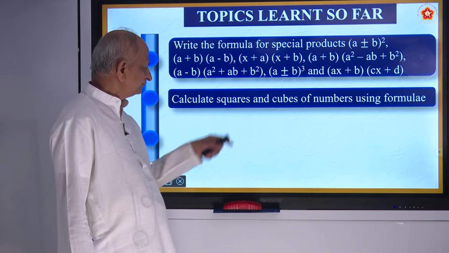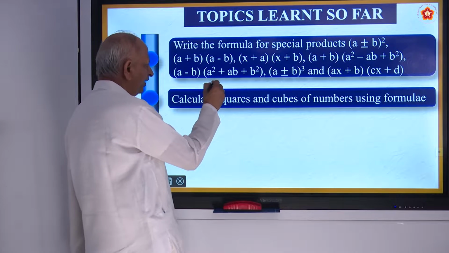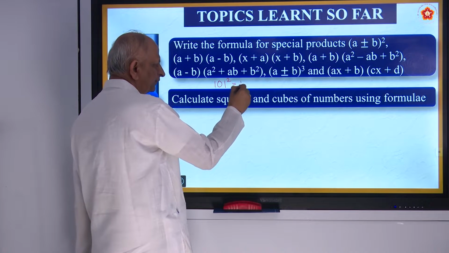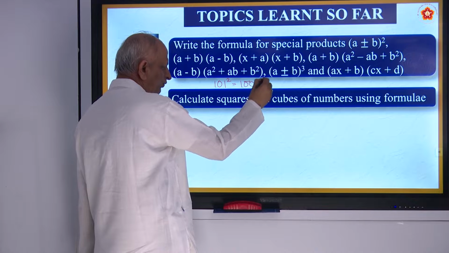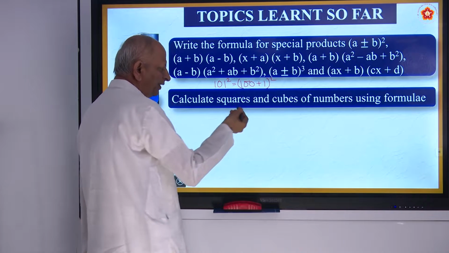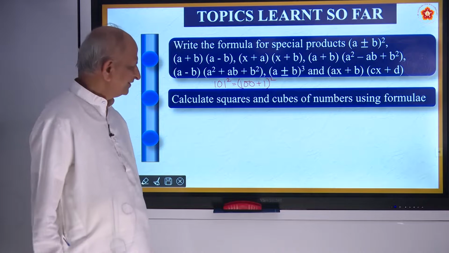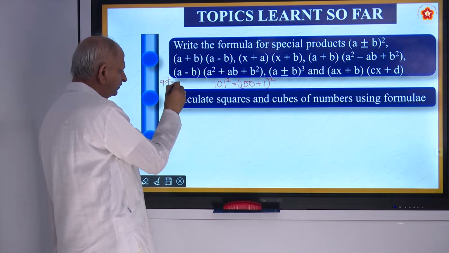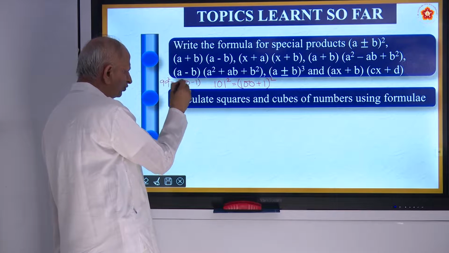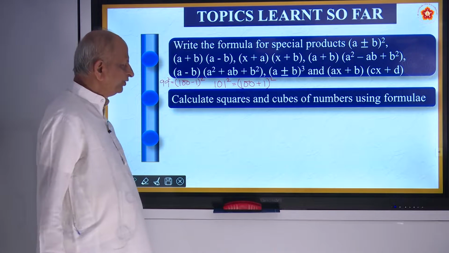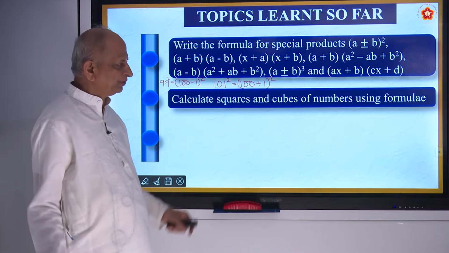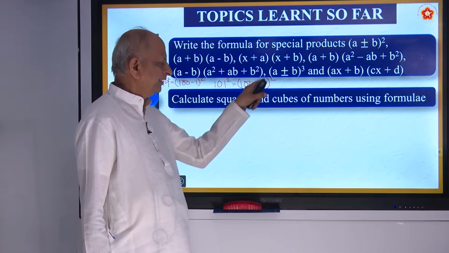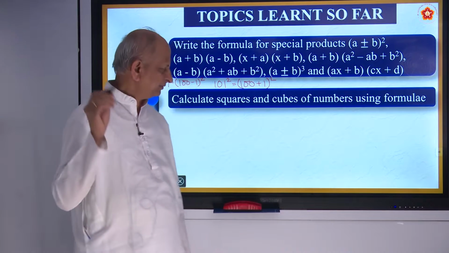Finding the squares. For example, if you want to find the square of 101, how to do it? 100 plus 1 whole square. Within 1 minute you can get the answer. Similarly, if you want to find 99 square, how do you do it? 100 minus 1 whole square. What is the formula used there? A minus b whole square is equal to a square minus 2ab plus b square. Here it is a plus b whole square is equal to a square plus 2ab plus b square.